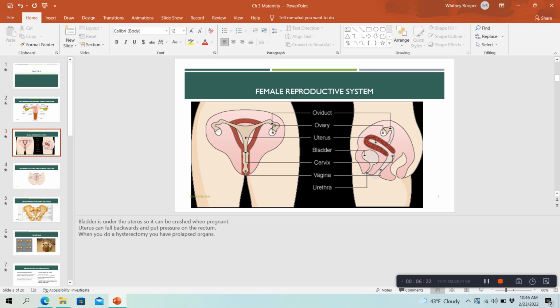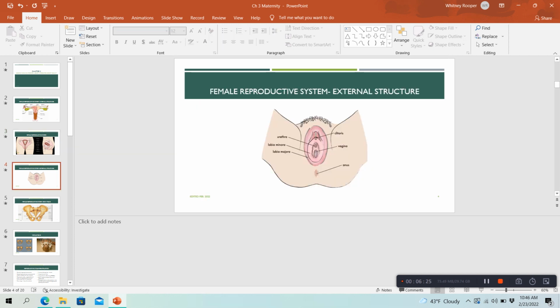External view of the female genitalia. Obviously, you see where the vagina is. This area you'll hear a lot about. This is called the perineum. From the bottom of the vagina to the rectum or to the anus is called the perineal area. And you can have a lot of tears there during childbirth, so you'll hear us refer to that. You have the labia minora, labia majora. Then you have the urethra, which is right above the vagina, and the clitoris, which is right above that.